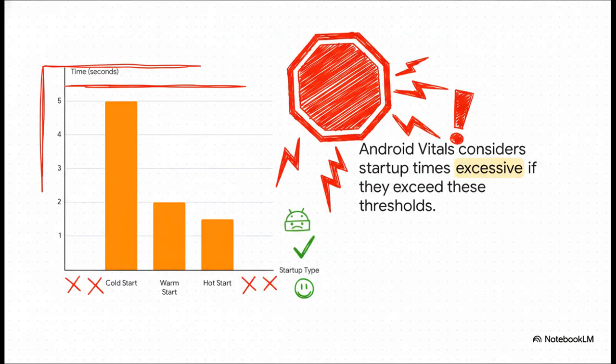So how slow is too slow? Well, Android Vitals, a key witness in our case, says your app's startup is excessive if a cold start takes 5 seconds or longer. For warm starts, that number drops to just 2 seconds. Honestly, a 5-second delay is an eternity on a phone, and it's pretty much a guaranteed way to lose users.